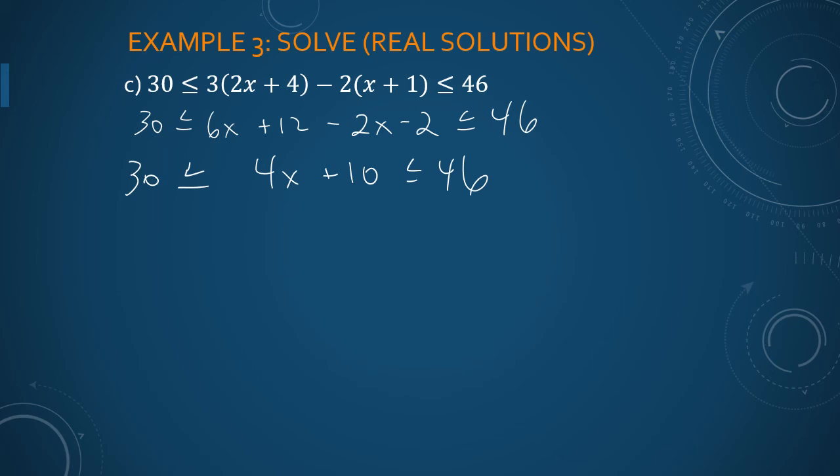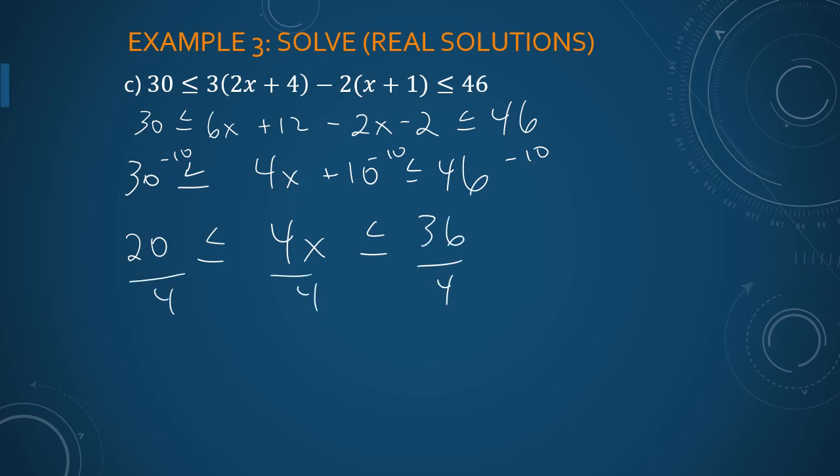Subtract 10 from everything. I'm going to skip writing that step. Oh, actually, no, never mind, I'll write it just in case. 20 is less than 4x is less than or equal to 36. Divide everything by 4. 5 less than or equal to x less than or equal to 9. Or you could write it 5, 9, square brackets, since it's less than or equal to.